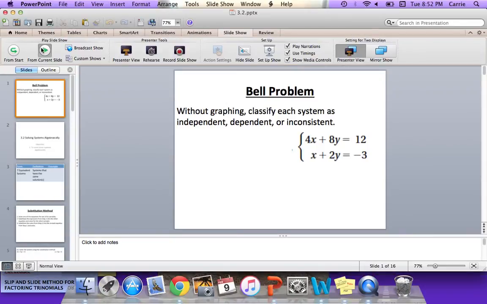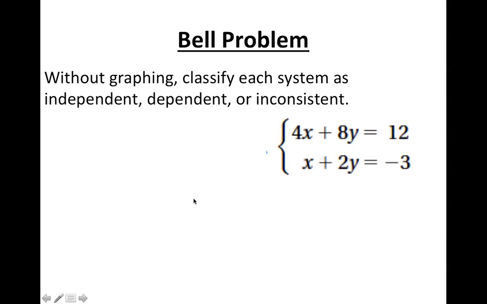Our next section is 3.2, but first we would do our bell problem. Again, we are classifying our system as independent, dependent, or inconsistent. To be able to do this, remember you have to solve each of our equations out for y. So go ahead and do that and come back.